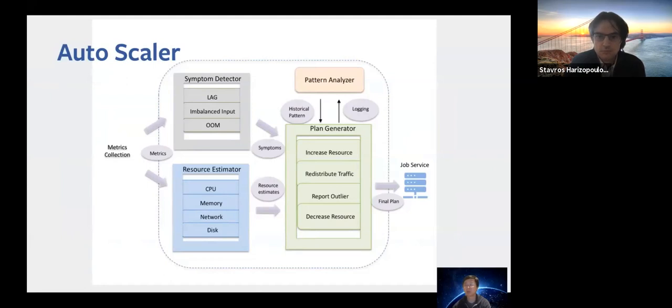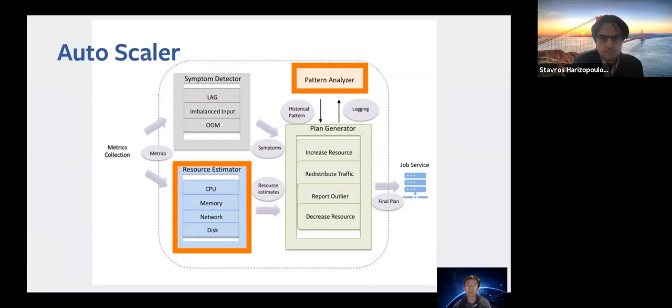Plan generator will take the input from the symptom detector and then figure out the new plan with help from the resource estimator and pattern analyzer. The resource estimator will estimate the usage of resource for a given job. This information is then combined with the historical traffic patterns to generate the actual plan.